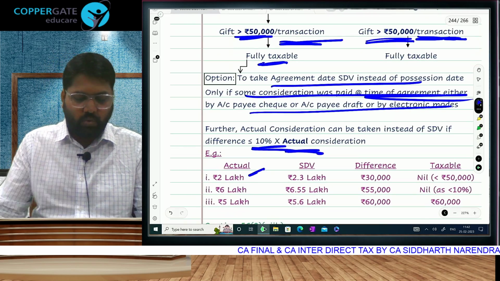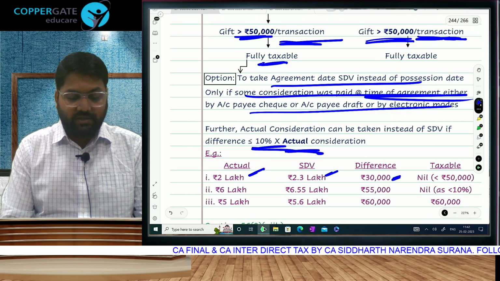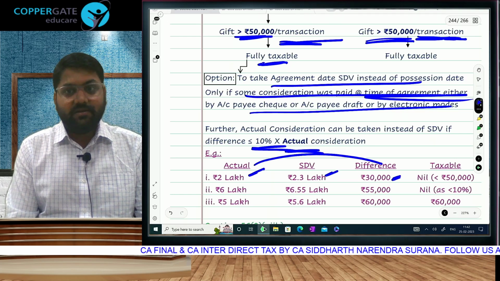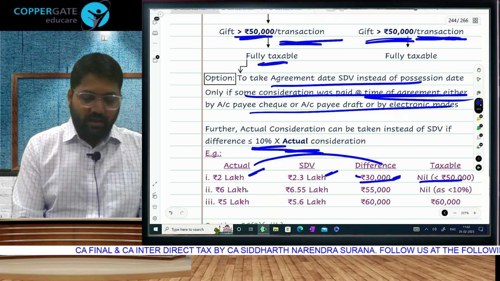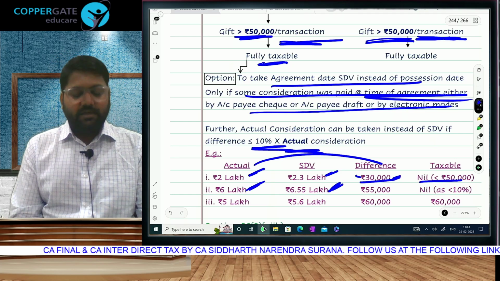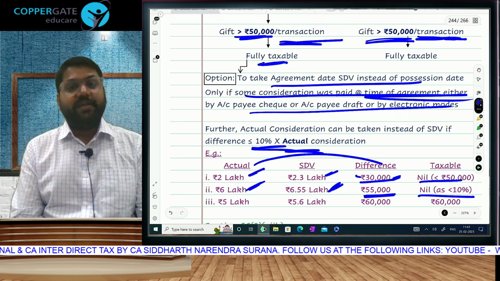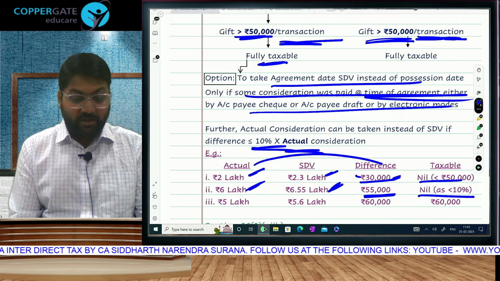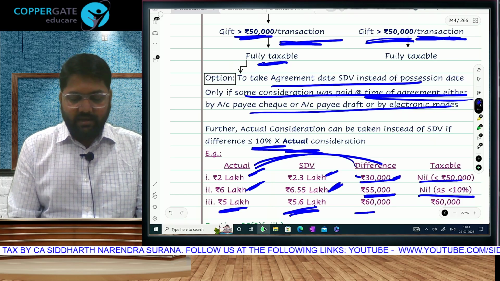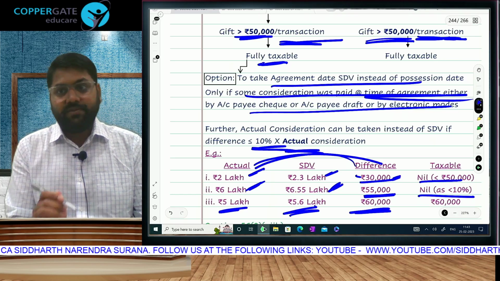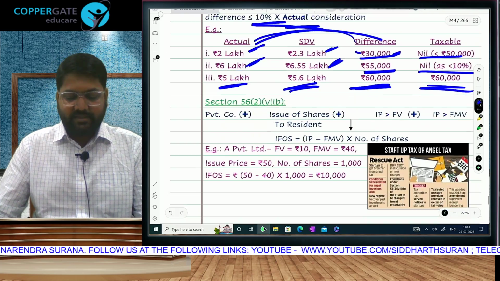For example, actual is 2 lakh. Stamp duty value is 2 lakh 30,000. Difference is 30,000. This is more than 10%, but less than 50,000. We have the 50,000 limit also, so not taxable. Actual is 6 lakh. Stamp duty value is 6 lakh 55,000. Difference is 55,000, more than 50,000, but within 10%, so not taxable. You will check on actual. 5 lakh and 5 lakh 60,000: this is more than 50,000 and more than 10%. Accordingly, the entire 60,000 is going to be taxable.